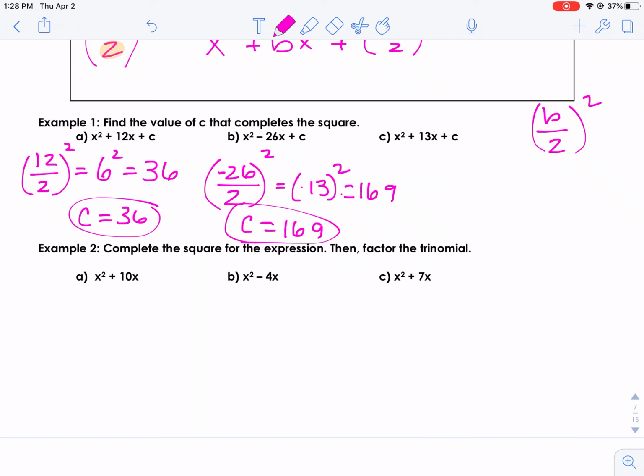For c, we're going to take our b value of 13, cut it in half, and square it. In this case, 13 divided by 2 gives us a decimal. It's going to be extremely beneficial if you leave it as a fraction, so please just leave it. We're going to square the numerator to get 169. The denominator would give us 4 when we square it. So c would equal 169 over 4.